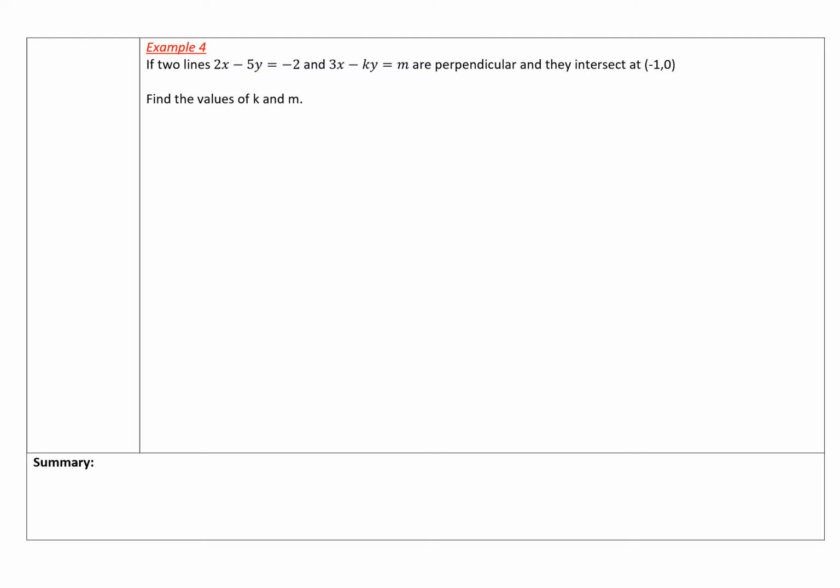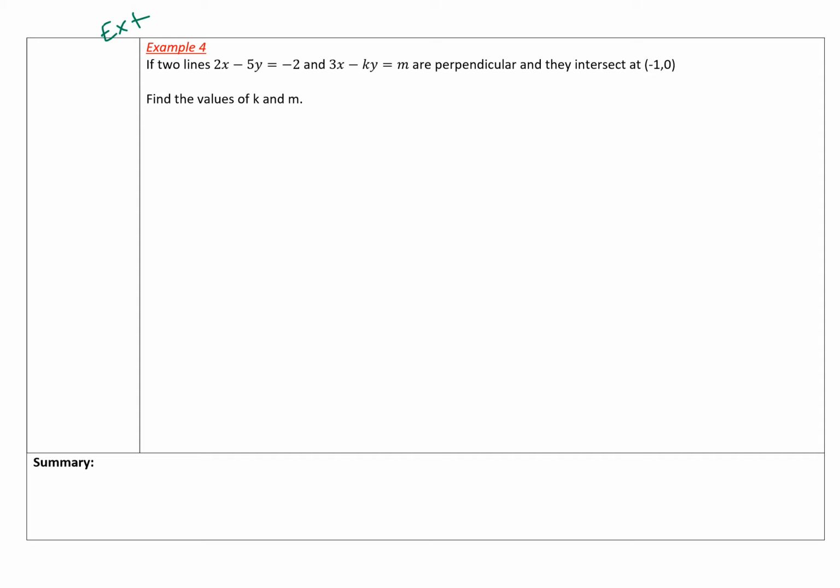Our final example really is a Year 11 question. So I'm just going to label this extension. It says if two lines, 2x minus 5y equals negative 2, and 3x minus ky equals m, if they are perpendicular and they intersect at negative 1, 0, find the values of k and m.